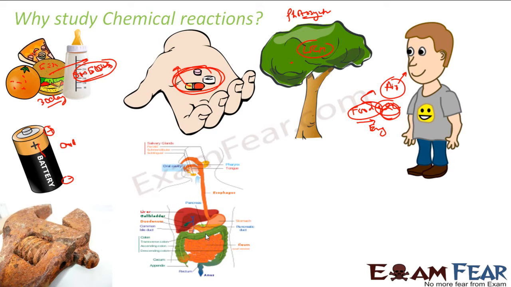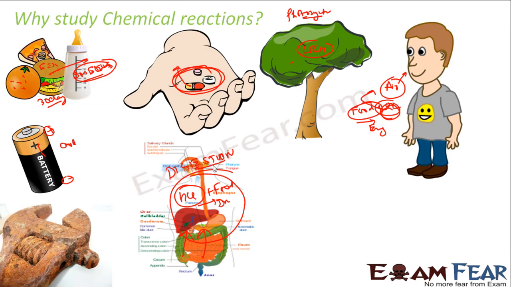The food we eat is digested. How is it done? The body produces hydrochloric acid and this takes the food and digests the food. So everything is nothing but a chemical reaction. The digestion of food is nothing but a chemical reaction.